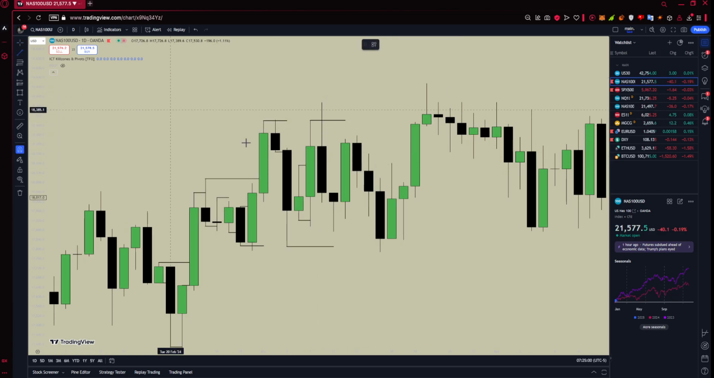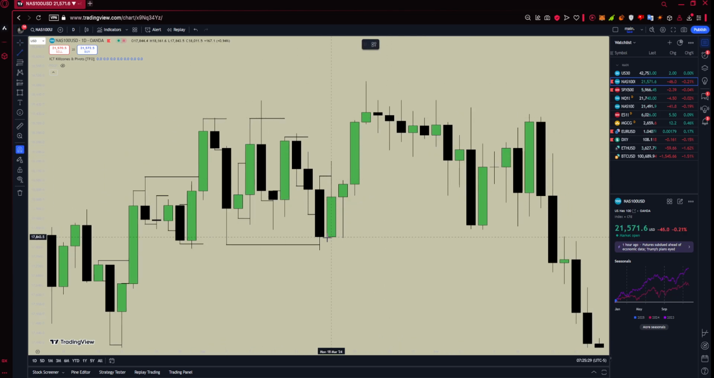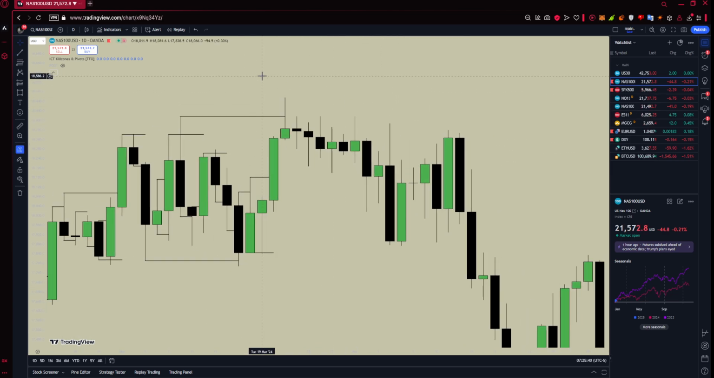Close with a wick, so our targets are over here. Close with a wick, our targets are over here. Close with a body, our targets are here. Wick close down here, body close down here, and then we sweep this. We sweep these lows with a wick. Where is my target? Over here. And then down here, and then we can see we close with a wick. So under this high, and then we close with a body, so this high, and so on and so forth.